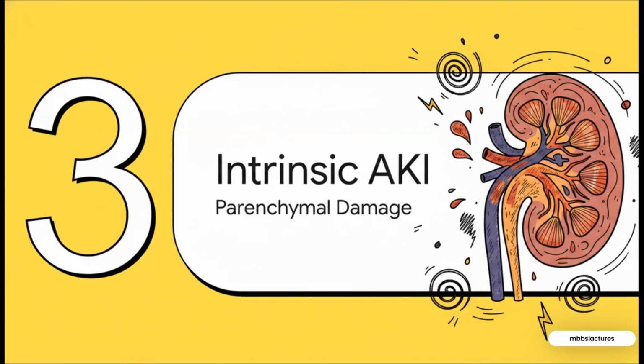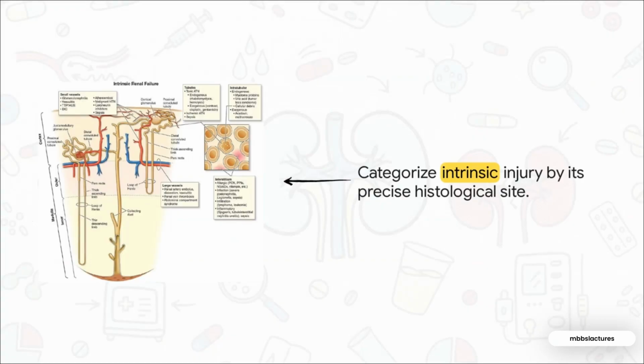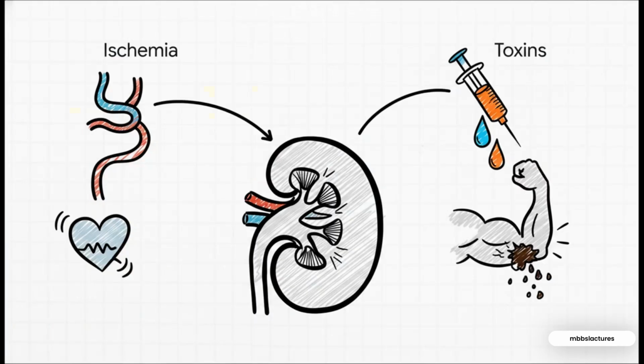Now, if that pre-renal state we just talked about is really profound or prolonged, or if there's a direct insult, the structural injury manifests directly within the kidney itself. What's really helpful here is that we can systematically categorize intrinsic injury by its precise histological site. When you're looking at an intrinsic AKI, you should be asking yourself, is the damage in the vasculature, like you'd see with thrombotic microangiopathy? Is it an inflammatory hit to the glomerulus, causing glomerulonephritis? Maybe an allergic reaction in the interstitium? Or, and this is the most common, is it happening right there in the highly metabolically active and very susceptible tubules?